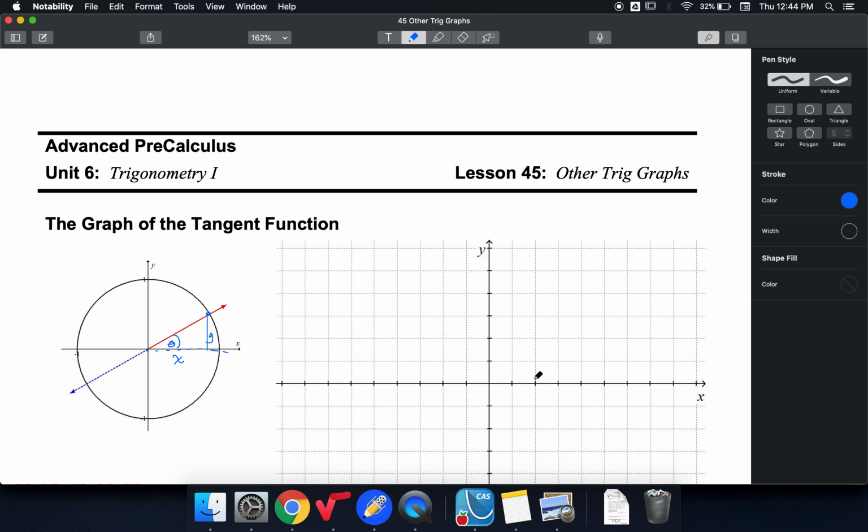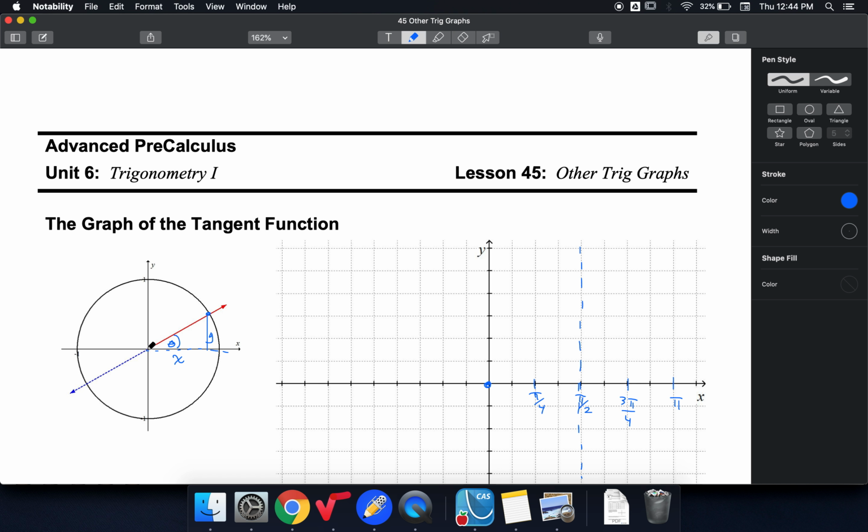So I'm going to come in, I'm going to call this pi over 4, and then pi over 2. So undefined, I'm going to put in an asymptote. And then I'll say that'll be 3 pi over 4, and then pi. So at 0, we said that the tan value is 0 because I have a horizontal line.